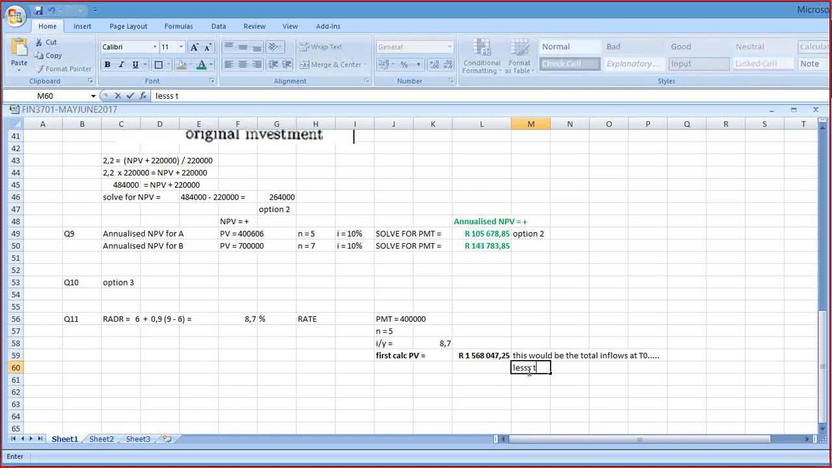Okay, then I less the initial investment. NPV equals initial investment minus the present value of your future cash flows. Right, we've done this before when we looked at time value of money in FIN3601. NPV is just a calculation where you compare your initial investment to the present value of your future cash flows.